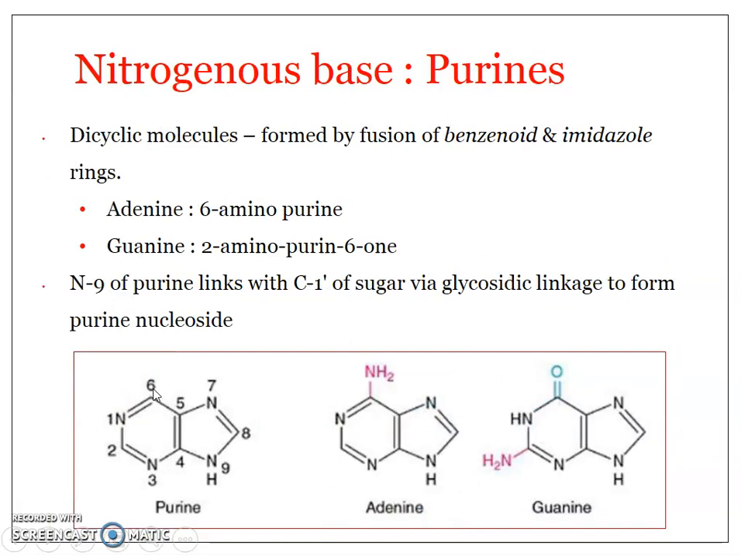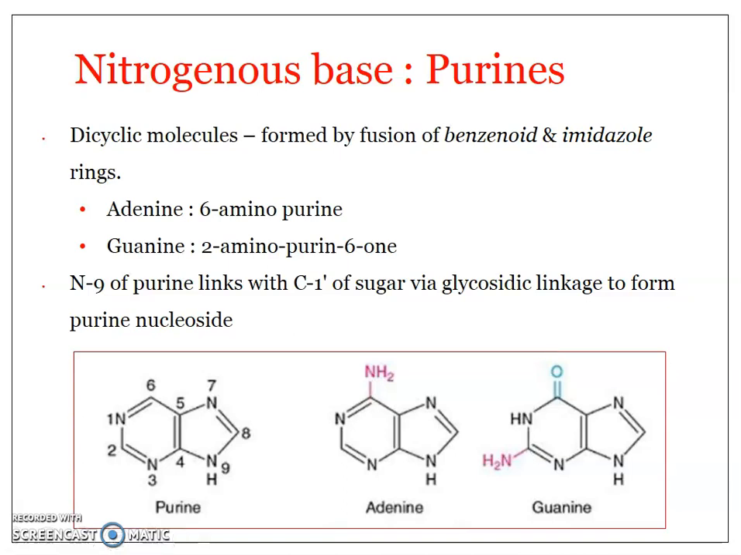Now coming to the purine, it has numbering clockwise. Of course, the first number is on the nitrogen, and then it goes clockwise down 1, 2, 3, 4, 5, 6, and then 7, 8, 9. Now there are two kinds of purines, adenine and guanine. Adenine has an amino group on the 6th position of the purine, so it is 6-amino purine. Guanine has a keto group at the 6th position, while an amine group is attached to the second position. So it is actually 2-amino purine 6-one.